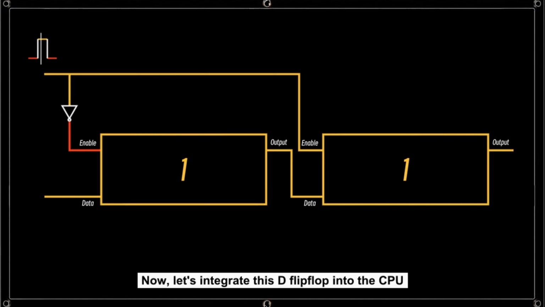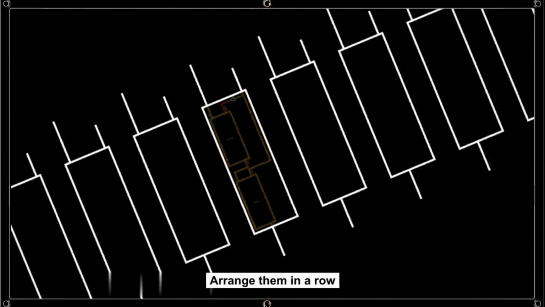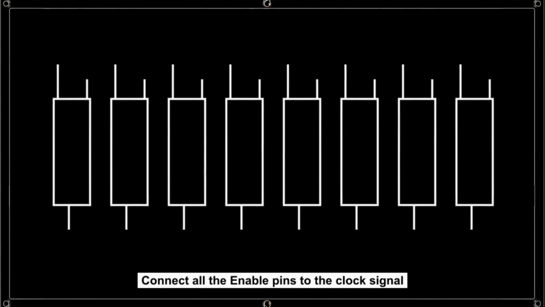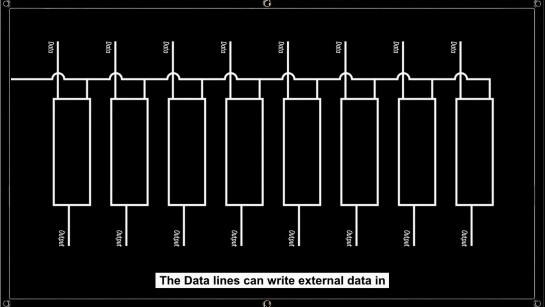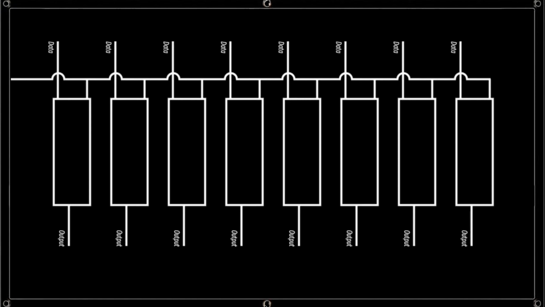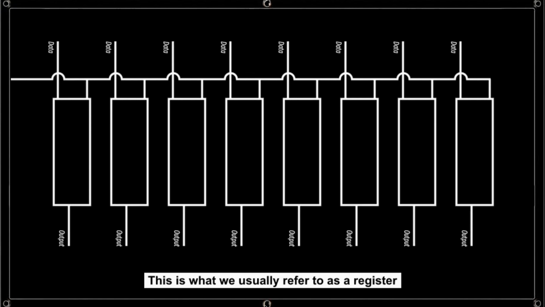Now, let's integrate this D flip-flop into the CPU. Can we use it as a register? This time it can work. Suppose we want a register that stores 8-bit data. We can take out 8 D flip-flops, arrange them in a row, connect all the enabled pins to the clock signal. Additionally, we have 8 data lines and 8 output lines. The data lines can write external data in. The output lines allow other circuits to read the data. This is what we usually refer to as a register.